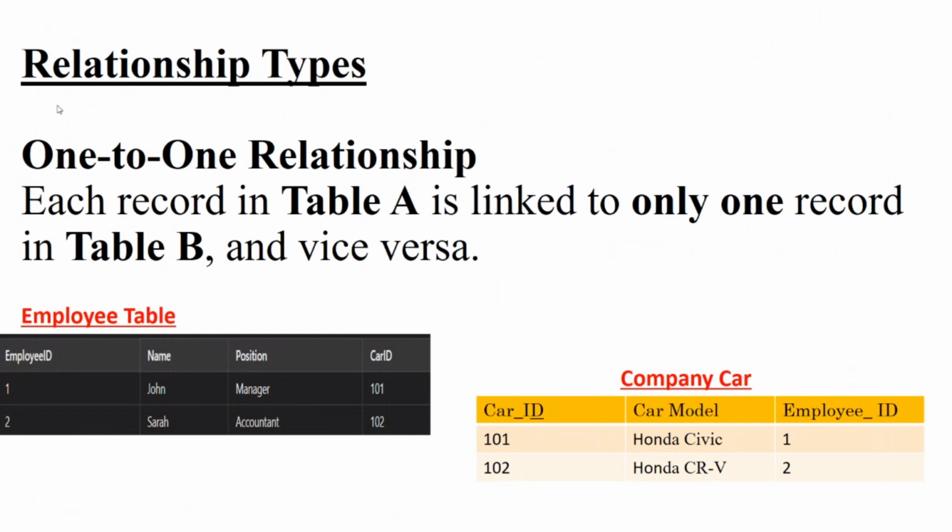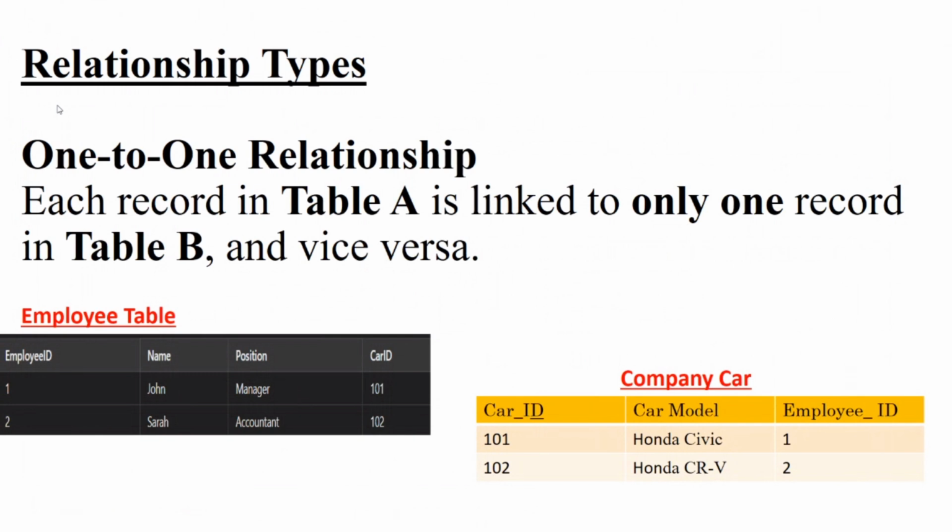So let's take, for example, an employee table. Let's call that table A, and let's call the company car table, table B. As you can see, each employee is assigned one company car, or we can look at it and say that each company car belongs to only one employee. How do we know that?